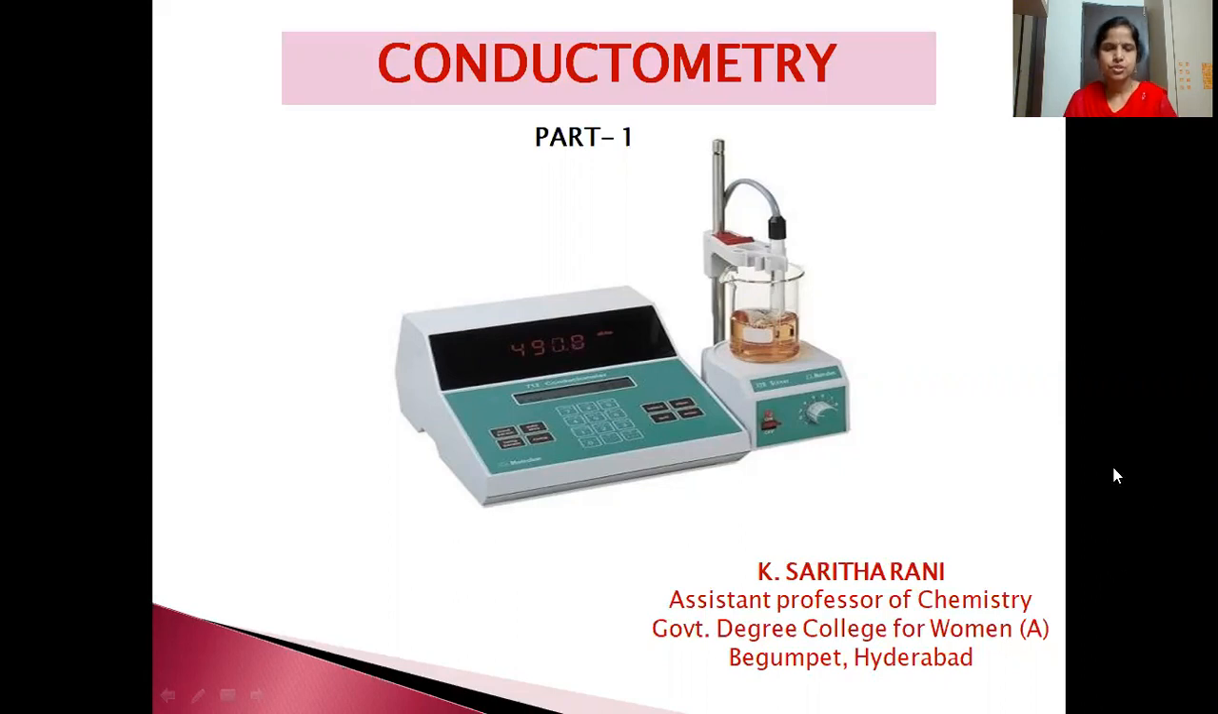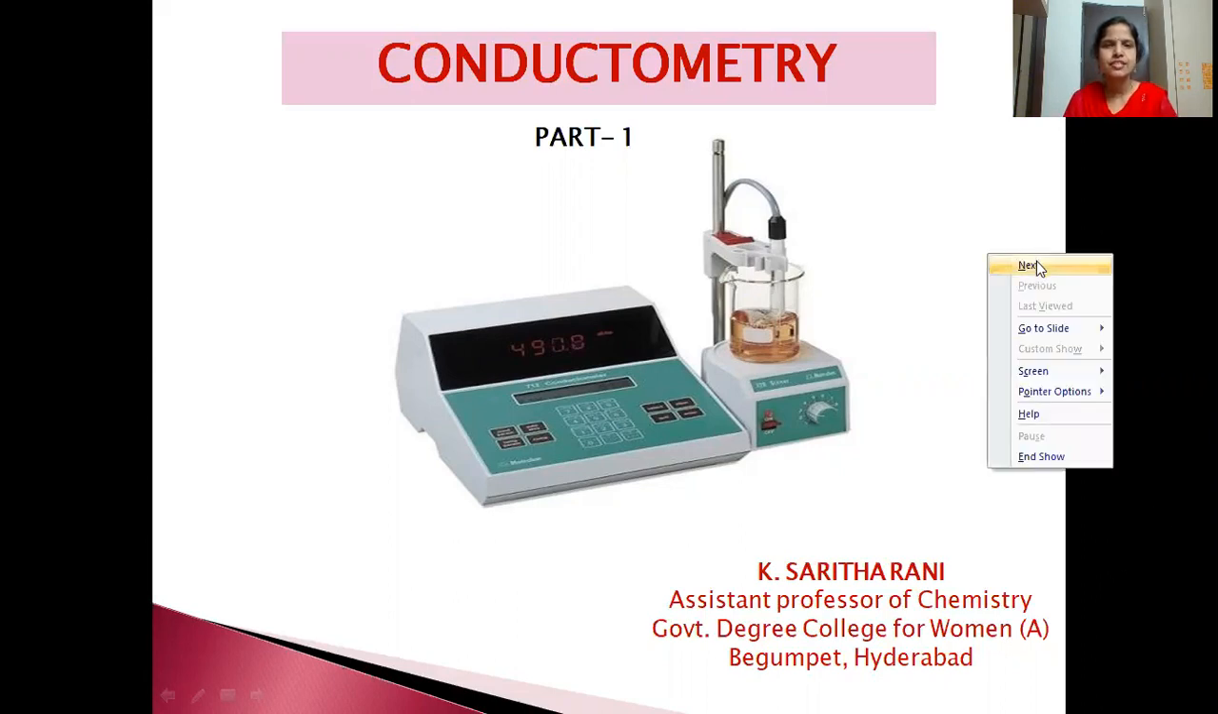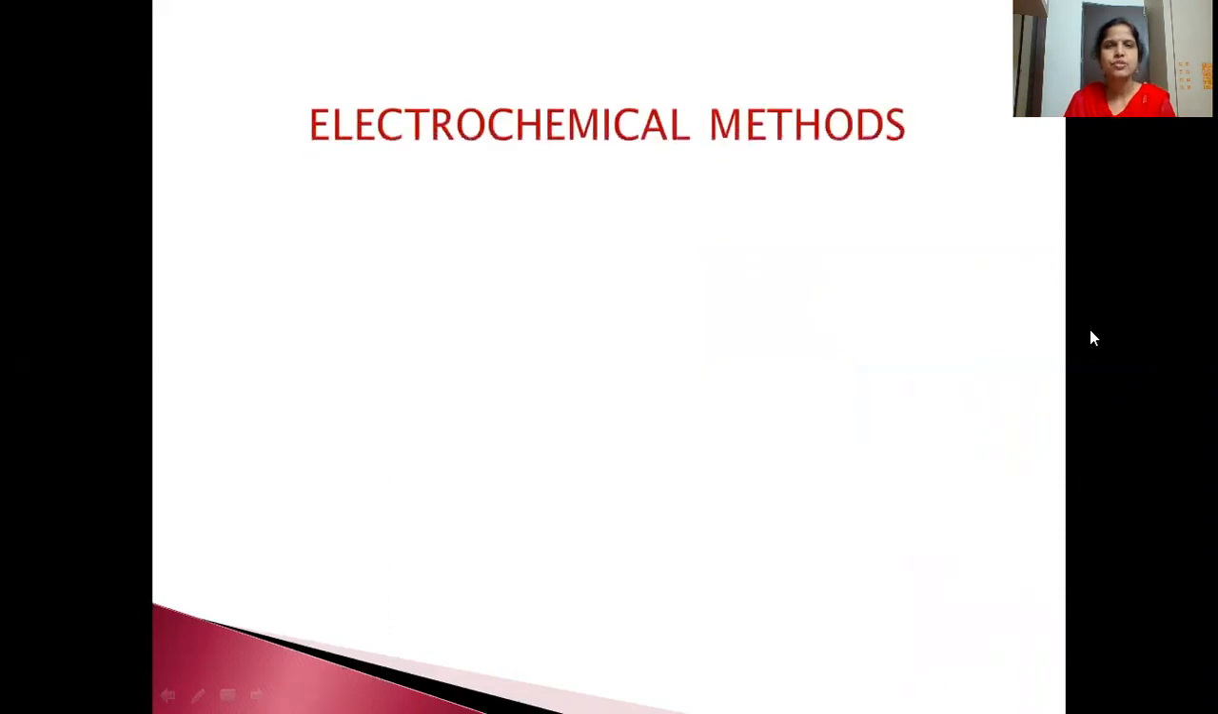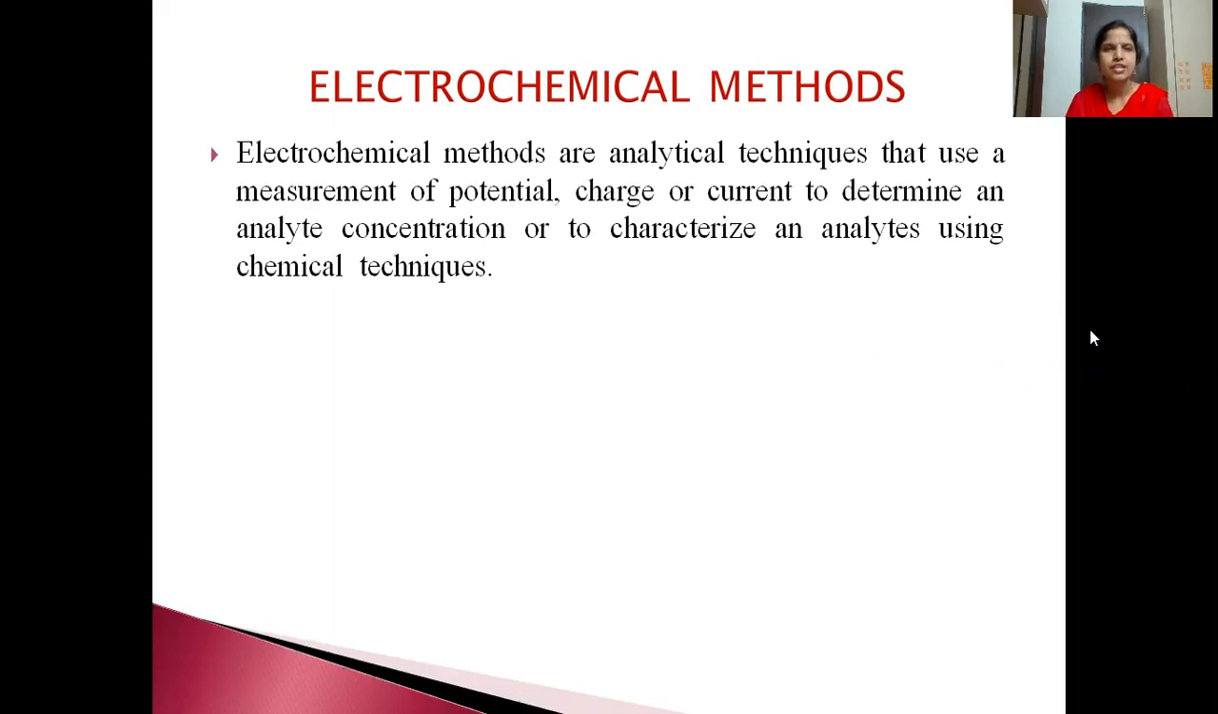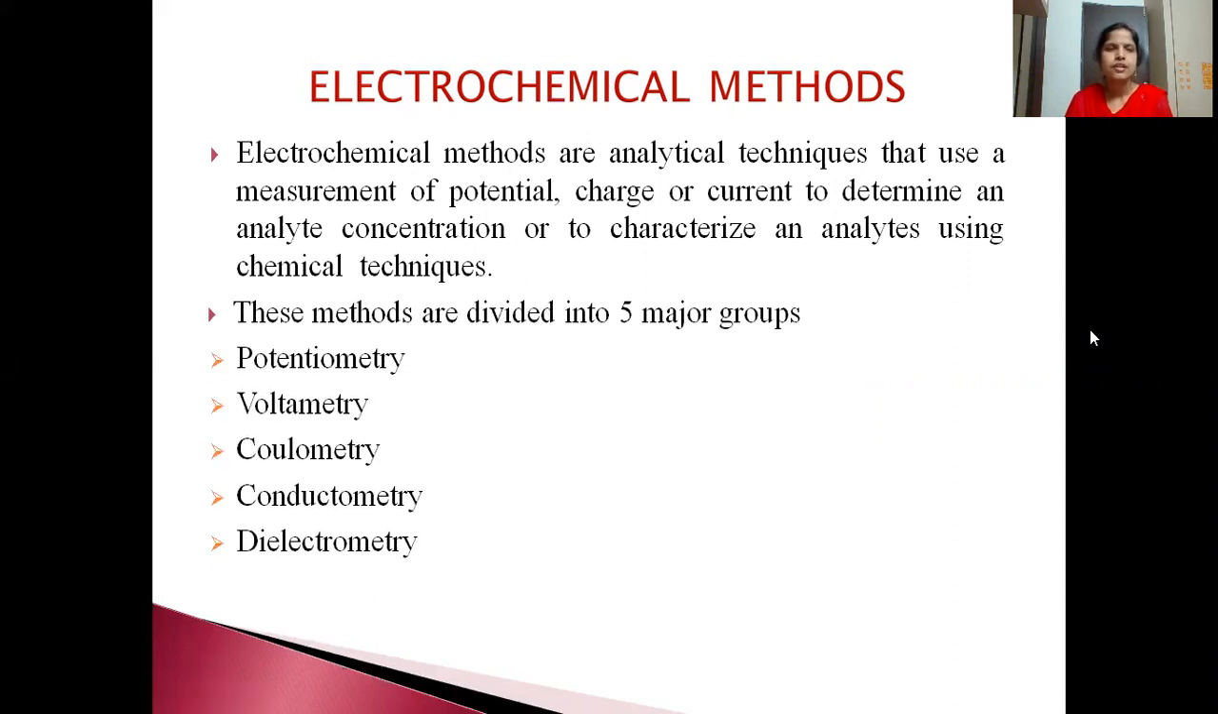Before going into the topic, first let us see what is meant by electroanalytical techniques or methods. As we all know, these are the techniques that measure the potential, charge or current to determine an analyte concentration. And what are the different techniques we use here? We use potentiometry, voltammetry, coulometry, conductometry, and dielectrometry. These are some of the techniques which come under electrochemical methods.